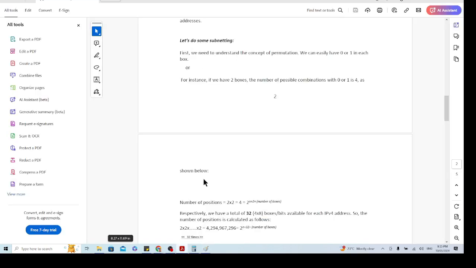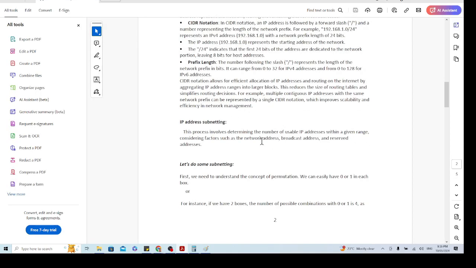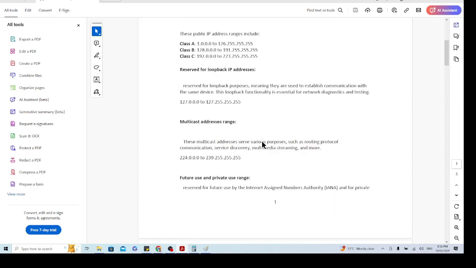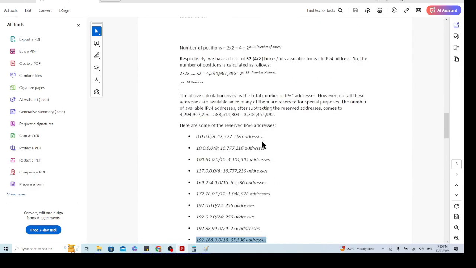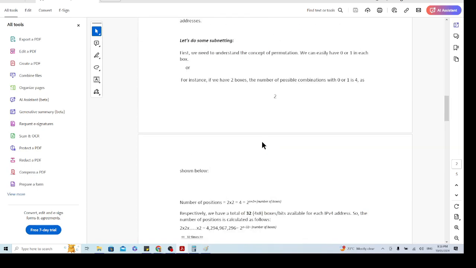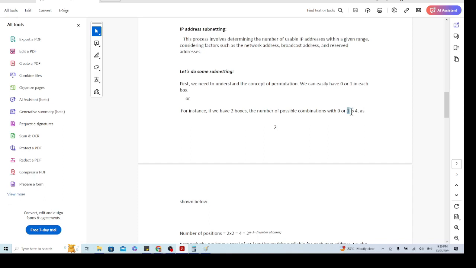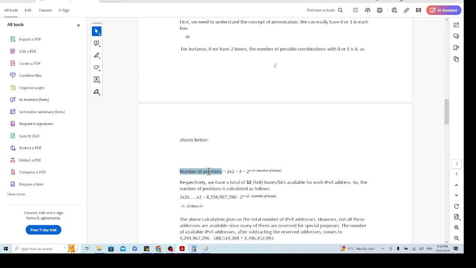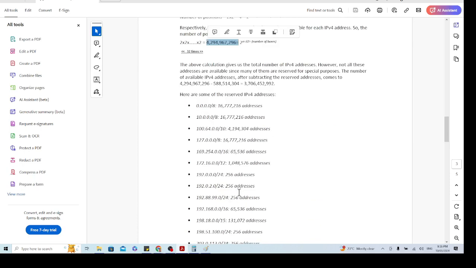I have actually talked about this part, I think. Yeah, the concept of permutation. So number of positions comes to 2 multiplied by 2, which is 4, and n is the number of boxes. Respectively, we have a total of 32 boxes or bits. So that's why we could reach this number. Okay.